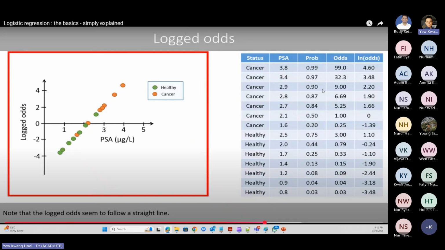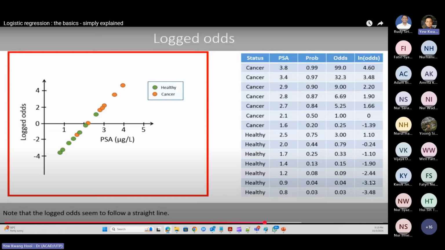You see, the reason why we do a conversion: odds by itself is not so useful. Probability is useful because, for example, the first patient has a PSA of 3.8. So we have 99% probability of confidence that he will get cancer. But if we calculate the odds, the odds are actually not so useful. But odds is useful for getting the log odds. And why is log odds useful?